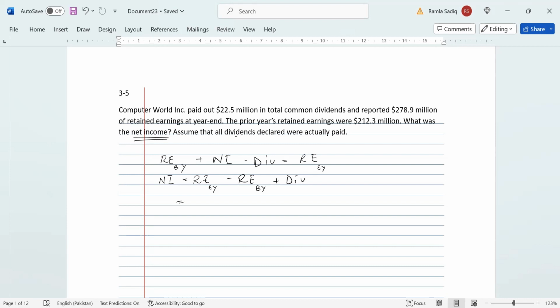Our retained earnings for the end of this year are $278.9 million. Our retained earnings for the beginning of the year are essentially the prior year's retained earnings, that's $212.3 million. And our dividends during this particular point in time are $22.5 million. Okay, now when we plug all of this into a calculator, we will be left with $89.1 million. And that is the amount that we have in our net income.